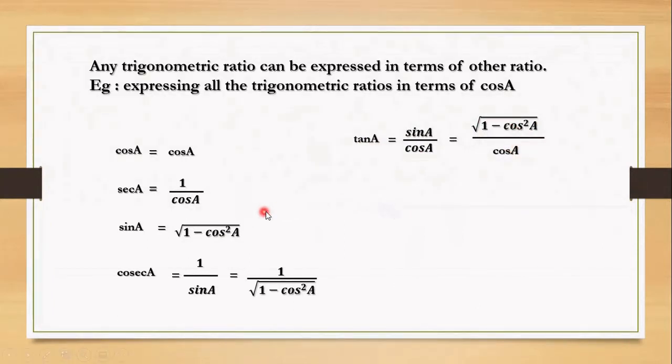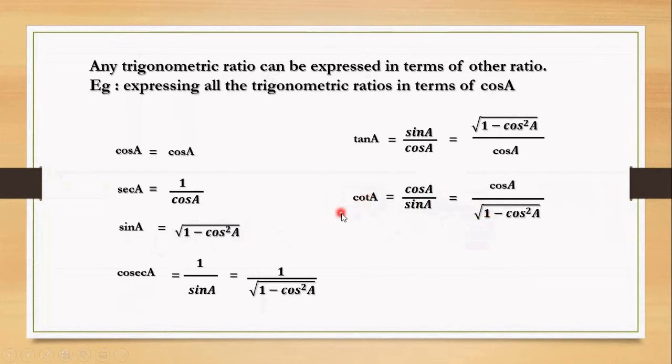Now one more ratio is left over. It is cot A. Its formula is cos A by sin A. The numerator is itself in terms of cos A. So we only have to replace the sin A. Here sin A is replaced by its formula root under 1 minus cos square A. And in the numerator cos A. Now cot A is also in terms of cos A. All the ratios cos A, sec A, sin A, cosec A, tan A and cot A are in terms of cos A.